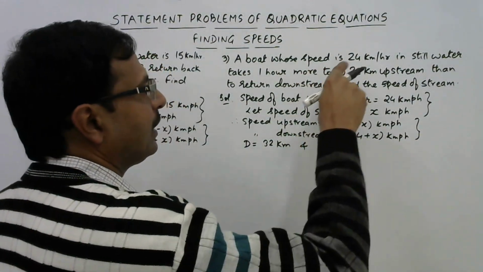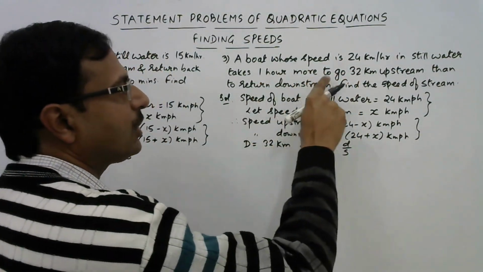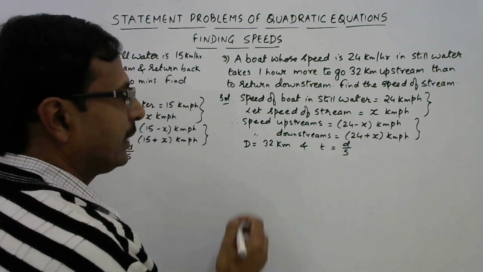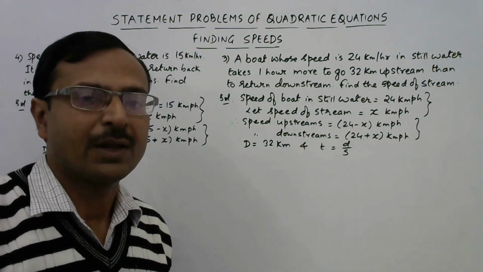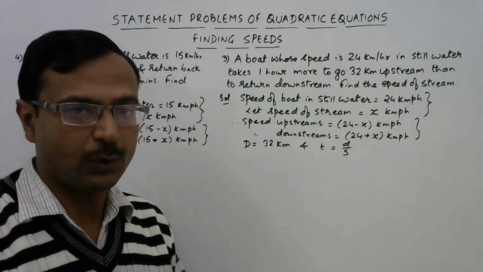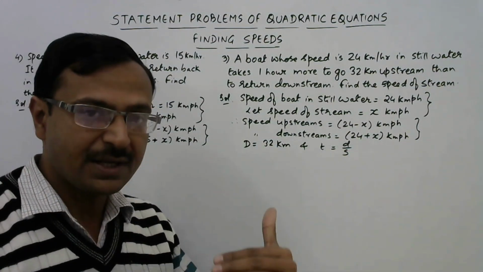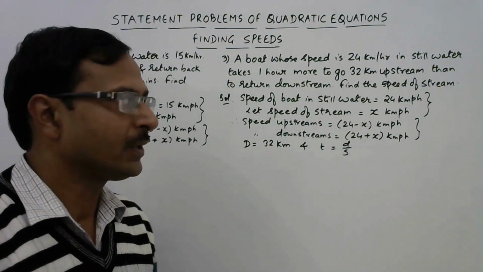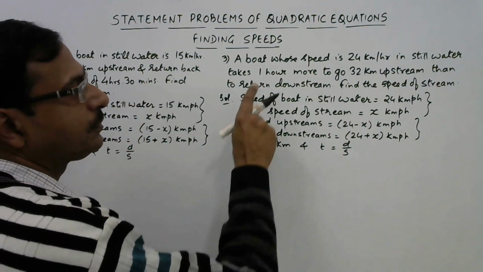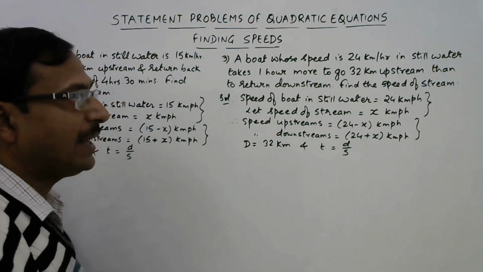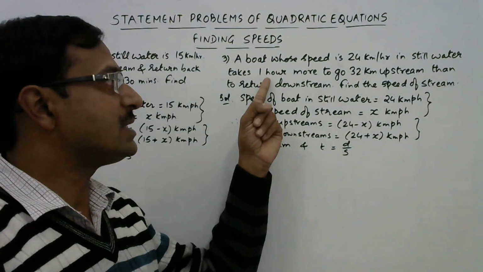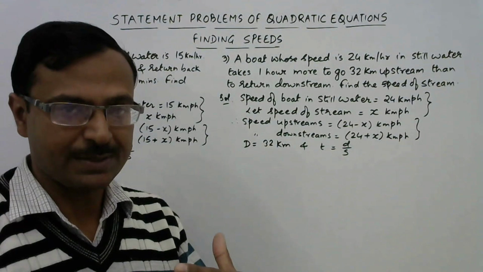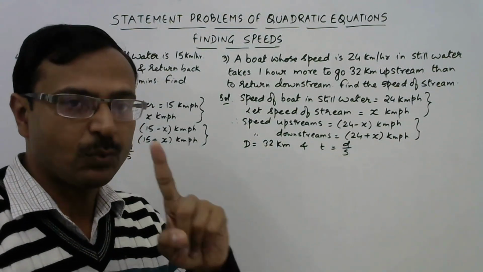See, here we are given that it goes 32 kilometer upstream. So the time taken to go upstream will be more because it is against the flow of water, whereas when it returns, it will come along with the flow of water. That is why that time will be lesser. So how much lesser? The question mentions here that the time taken while going upstream is 1 hour more than while returning downstream. So the difference of the times is 1 hour.